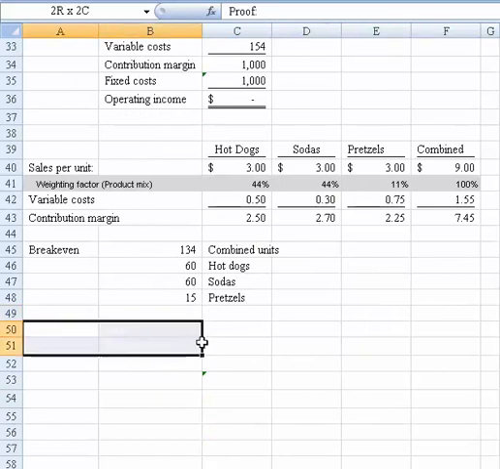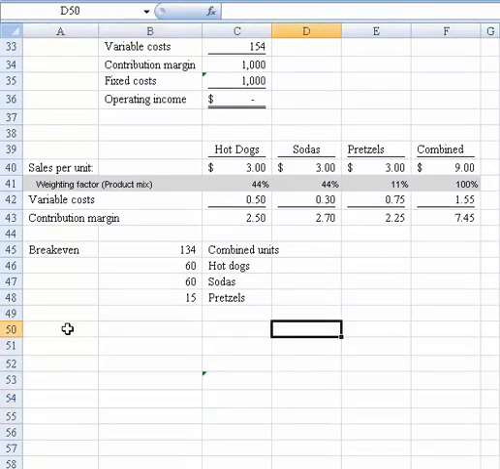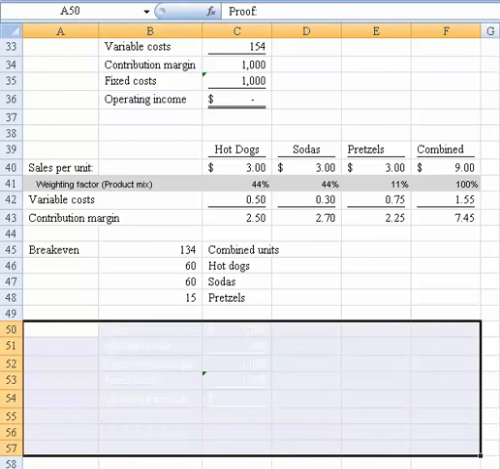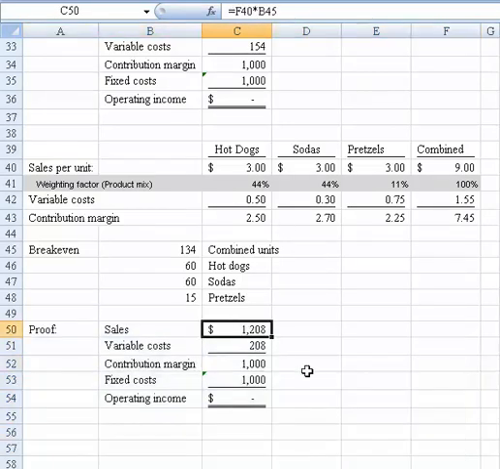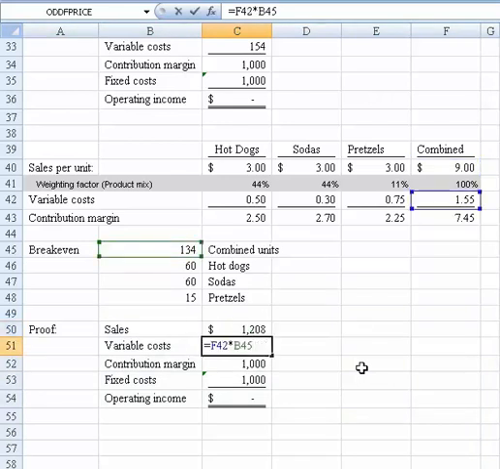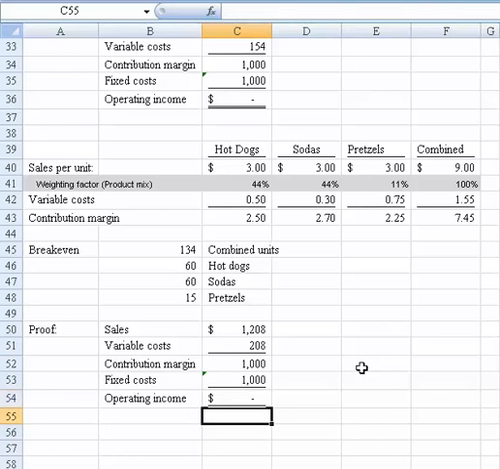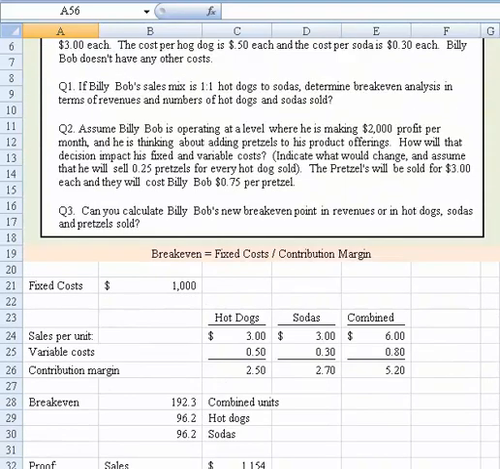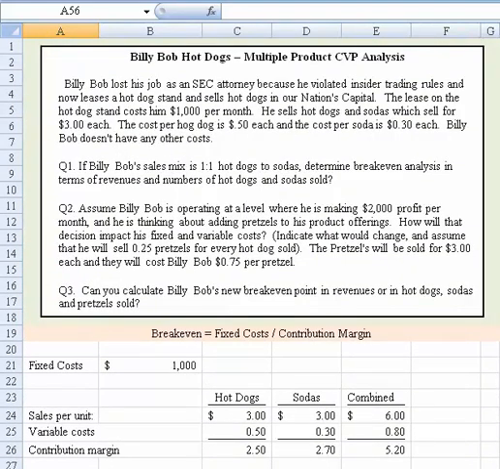Well, let's see if we did this one correctly. Let me bring all of this to light and we'll see how that turns out. Our proof is 134 units times $9. Variable cost is now $1.55 times 134. That leaves us a contribution margin of $1,000, back off the fixed cost. And sure enough, operating income is 0. So we've proven that that is the correct mix, and we've solved the Billy Bob hot dog CVP analysis problem. Thanks, everyone.